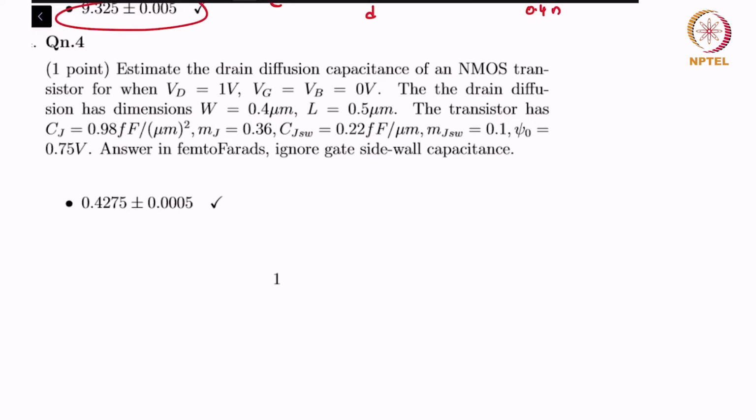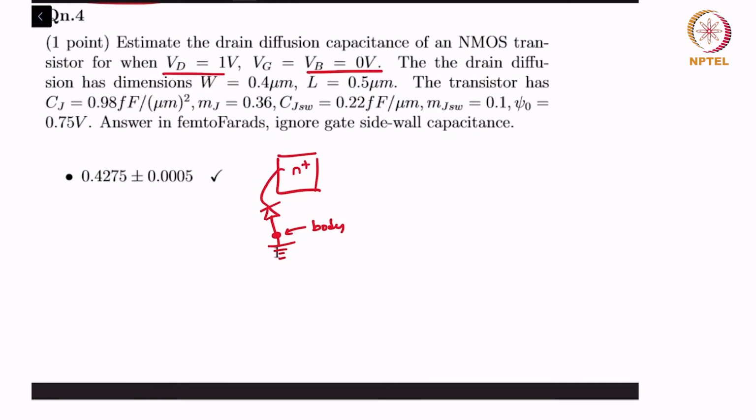This is the question where we are given the drain, gate and body voltages and asked to find out what the drain diffusion capacitance is. We basically have to assume that the drain of an NMOS transistor is an N plus drain. So it's essentially a drain to body diode that's in reverse bias, because the body is grounded. And we just have to find the drain diffusion capacitance.